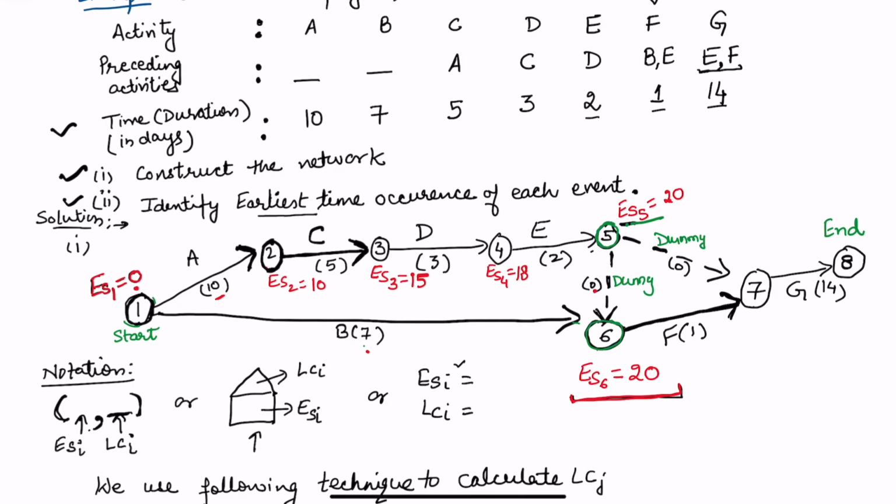If I look now at node 7, this is 20 plus 0 and this would be 20 plus 1. So you require 1 day, so that will be the maximum. This maximum time ensures that all the activities before we move forward are completed. And then for the last node, 21 plus 14, so that makes 35. So this means the time duration for the project is 35 days.